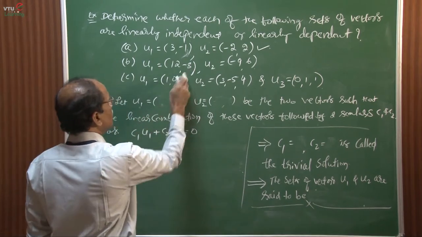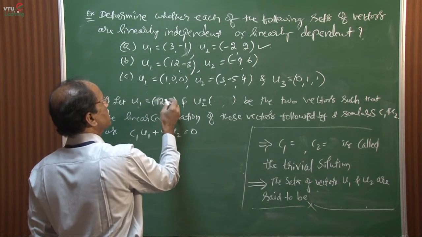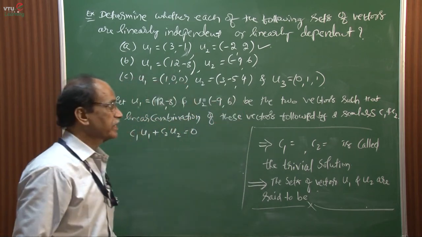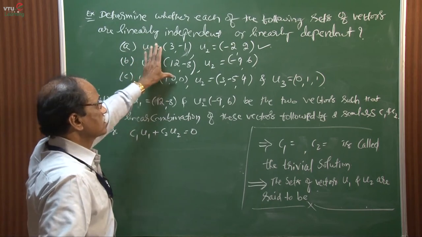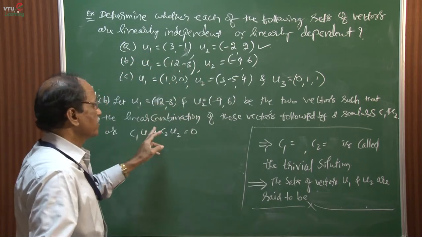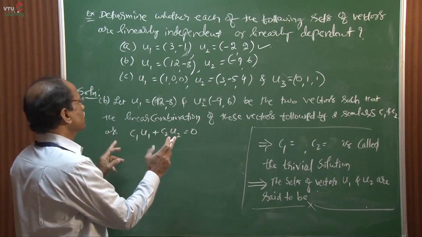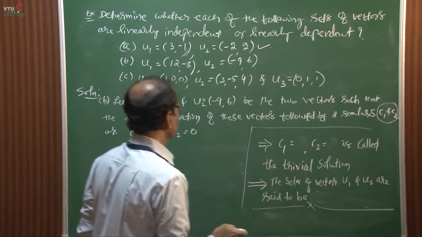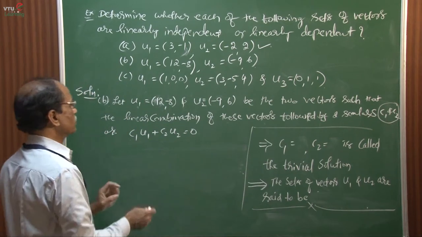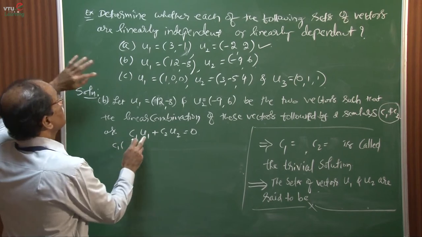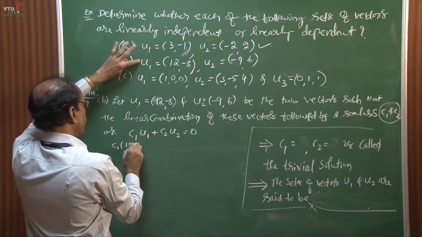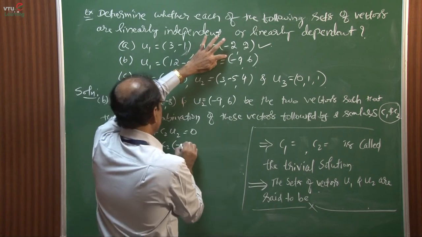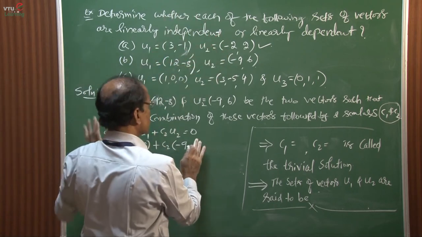u1 is equal to 12 comma minus 8. That is the second question: 12 comma minus 8, and the second vector is minus 9 comma 6. These are the two vectors given, and I will attach two scalars, a linear combination of the vectors with two scalars. What are those two scalars? C1 and C2. Let me write C1 u1 plus C2 u2 is equal to 0. Then C1, and in place of u1, I will write 12 comma minus 8, plus C2 times the bracket, minus 9 comma 6.